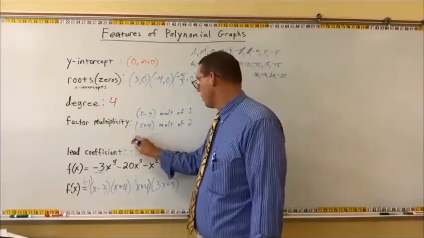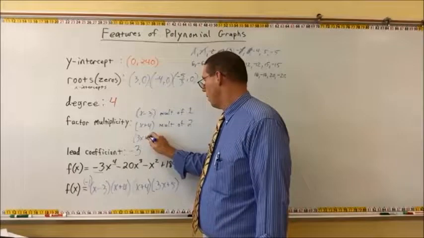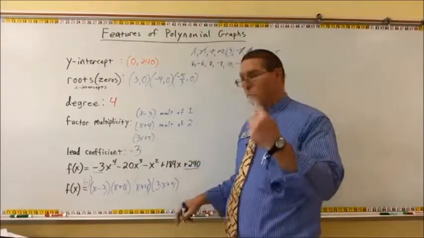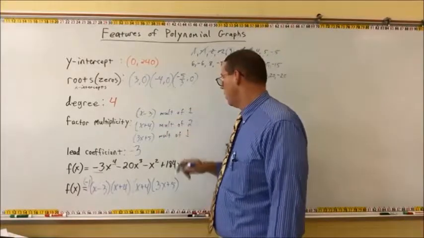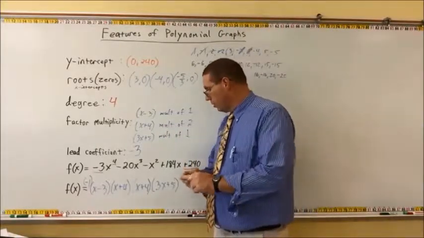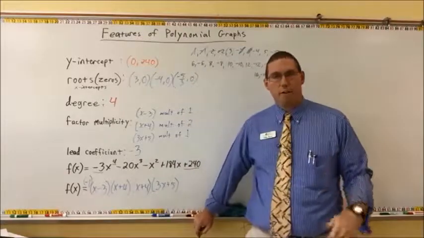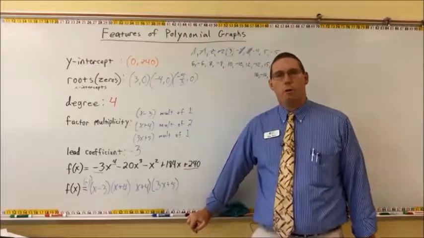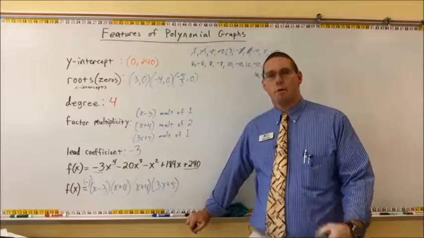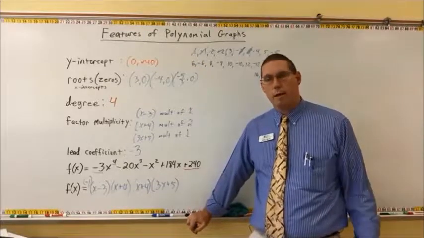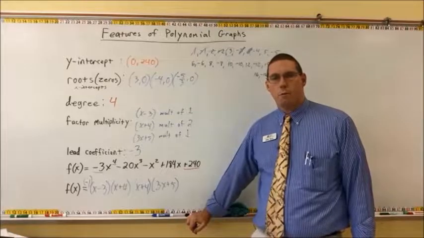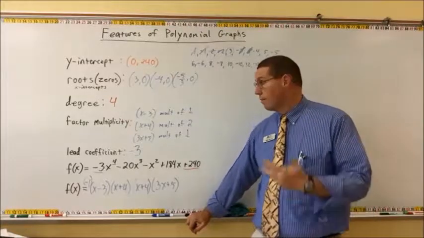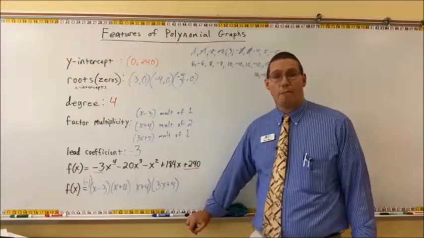And then 3x plus 5. How many of those are there? There's 1. So that has a multiplicity of 1. And that's it. That's what you're doing for this. You're just identifying the qualities of a polynomial that are going to help us to graph the function. And then on Thursday, in the next set of videos, we're basically just going to take this information and graph the polynomial.